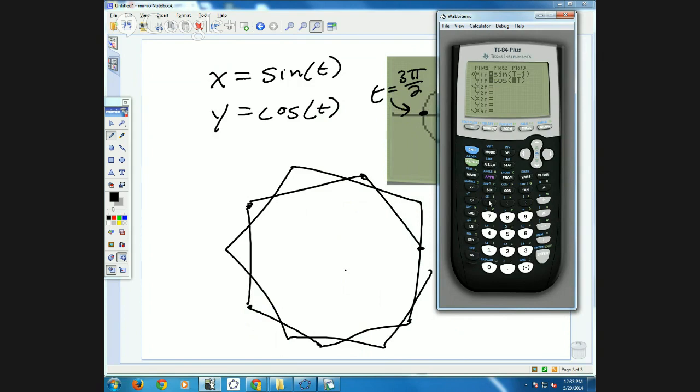I like this better. It just looks cooler. I'm pretty sure this is my new favorite toy. Really? Yeah, me too. Wait till we get to polar.